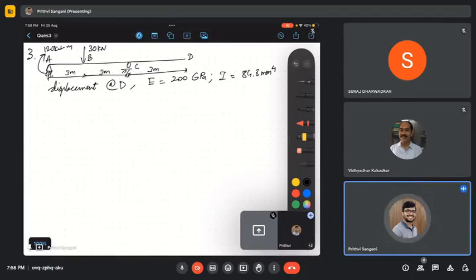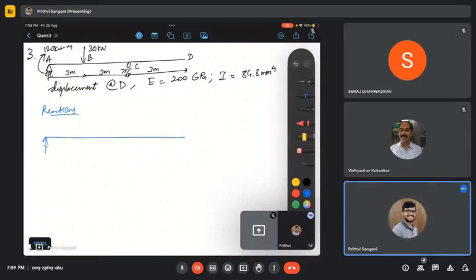Okay, so what do we need to do? Initially you find out capital M, and you find out the lowercase m, small m, and then you integrate. First, let us find out the reactions. We always start with the reactions, right? So now I'm just writing down the reactions.